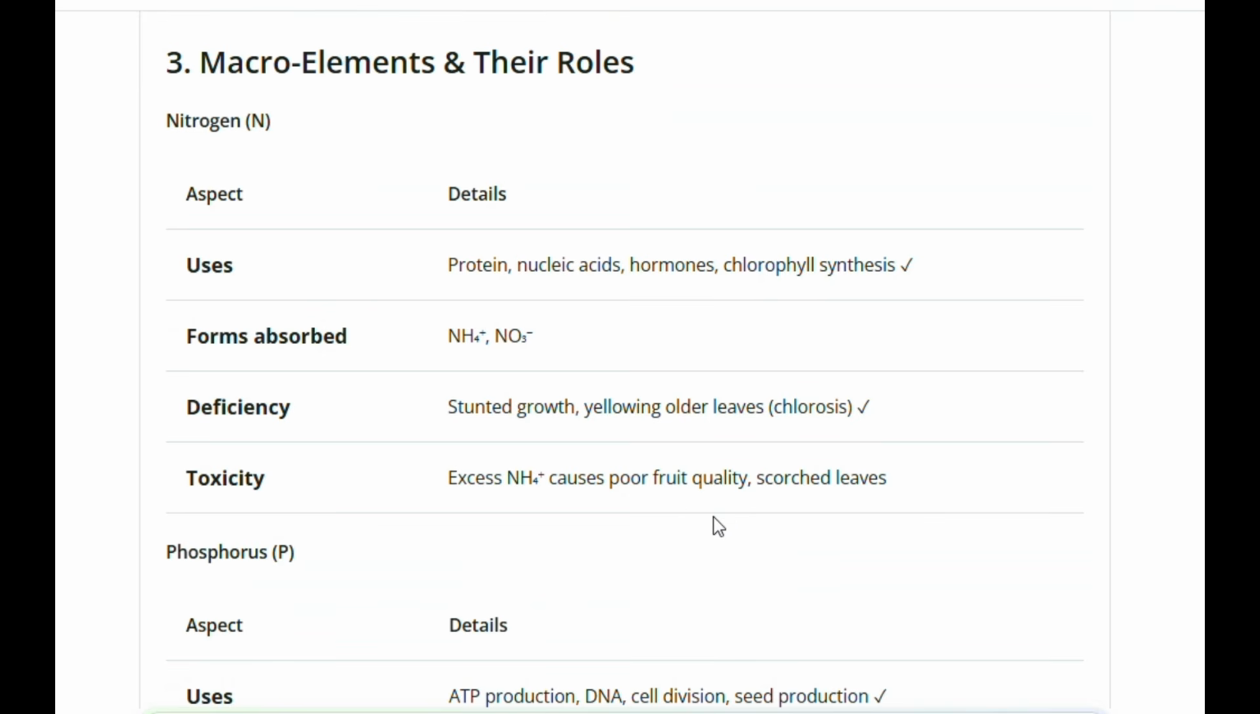Macro elements and their roles. We have nitrogen. Uses and details: protein, nucleic acids, hormones, chlorophyll synthesis.